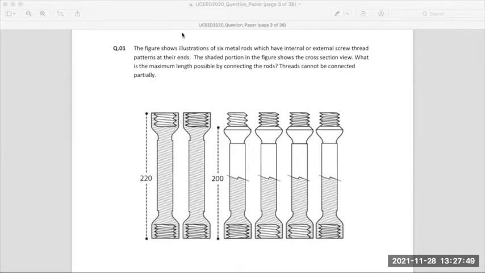Is this clear? Confusing? Clear? Doubt? Confusion? Comments? Anything? Anything you want to say? No, ma'am. Okay, ठीक.